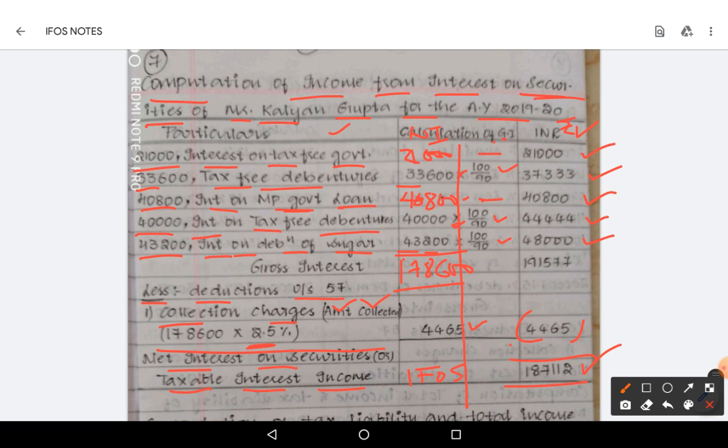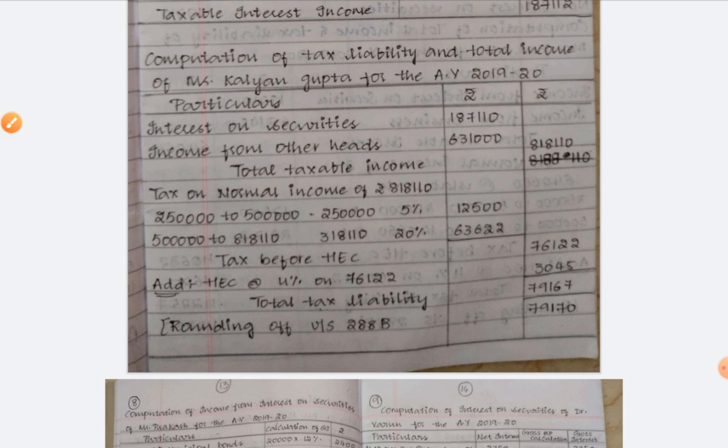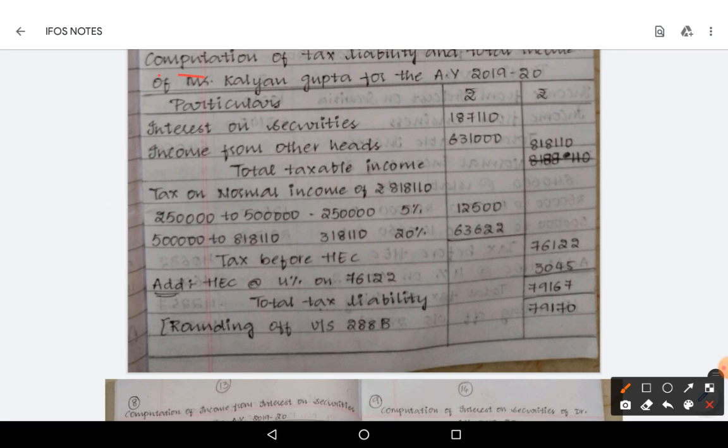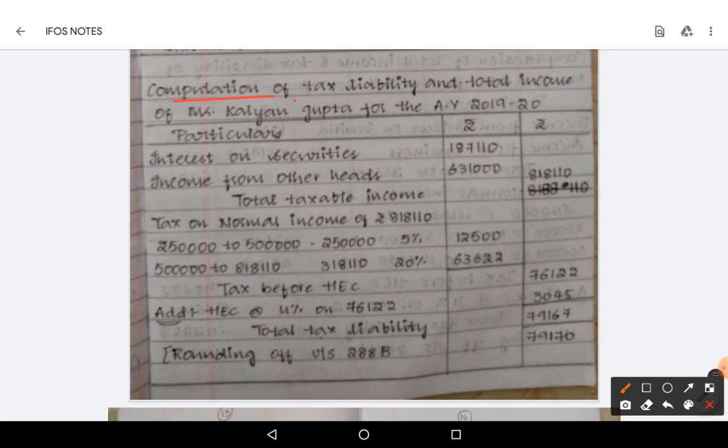But in the problem he doesn't ask till here, he asks you to calculate tax liability also. You have to calculate tax liability. After this, let us see the tax liability part. Computation of total income and tax liability, write that first and tax liability later, and assessment year 1920. Particulars, rupees.